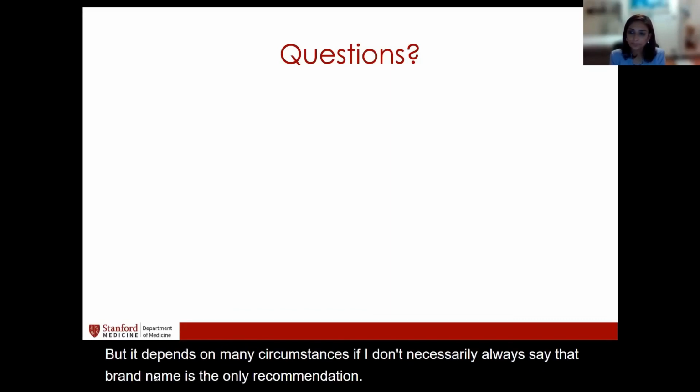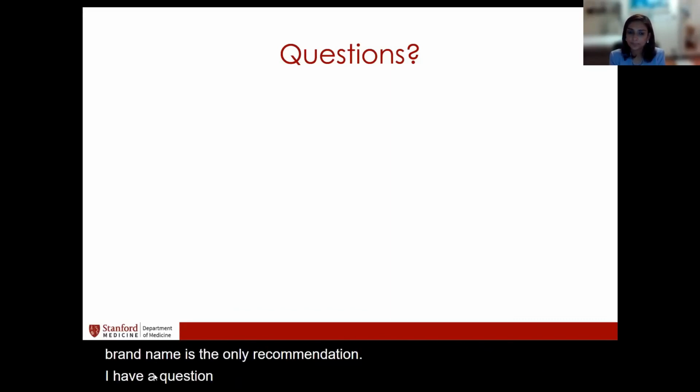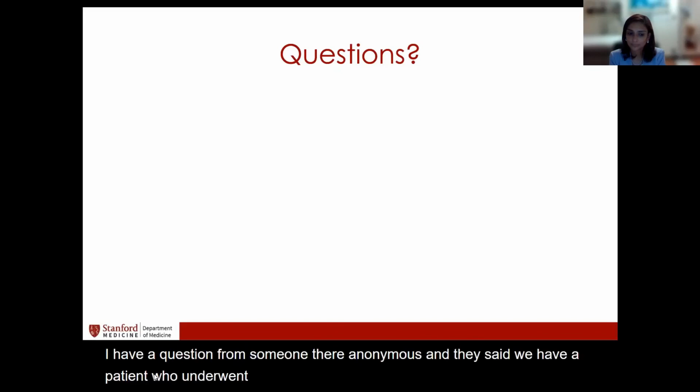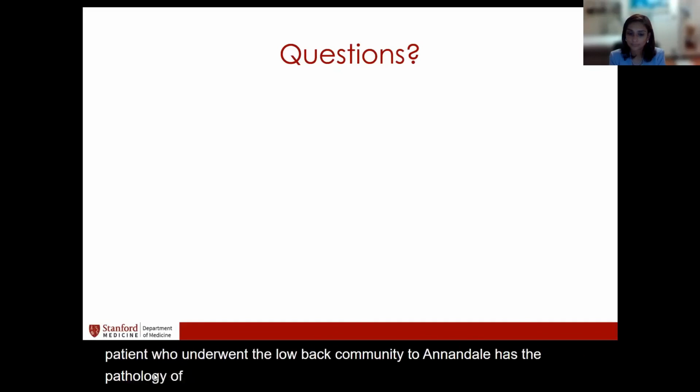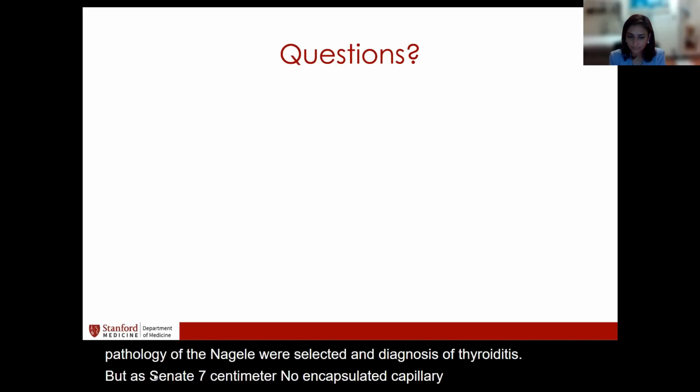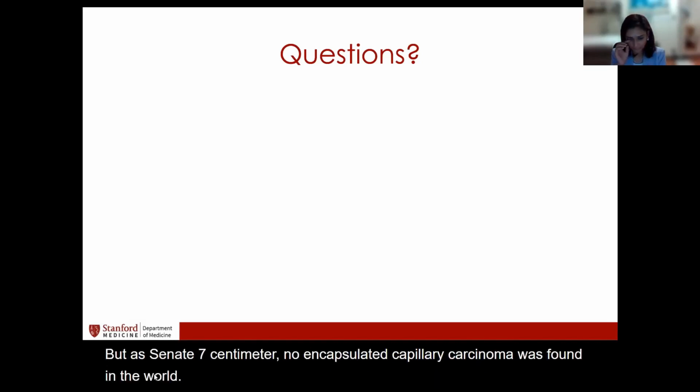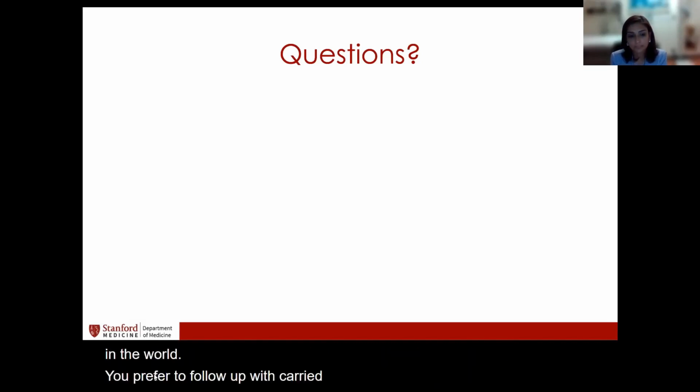Okay. So I have a question from someone anonymous, and they said, we have a patient who underwent a lobectomy due to a nodule. Histopathology of the nodule resulted in a diagnosis of thyroiditis, but a 7-centimeter non-encapsulated papillary carcinoma was found in the lobe. Do you prefer the follow-up be carried out, or should a total thyroidectomy be done?